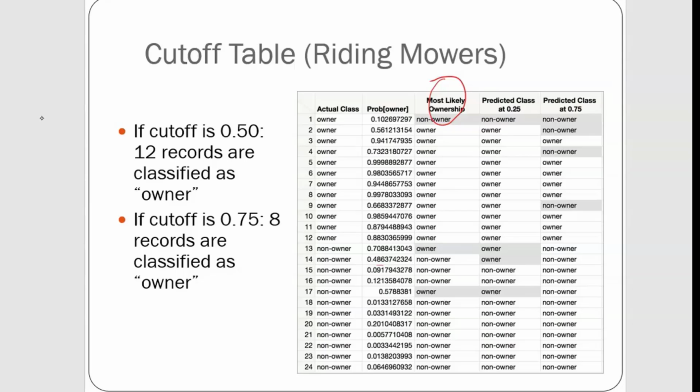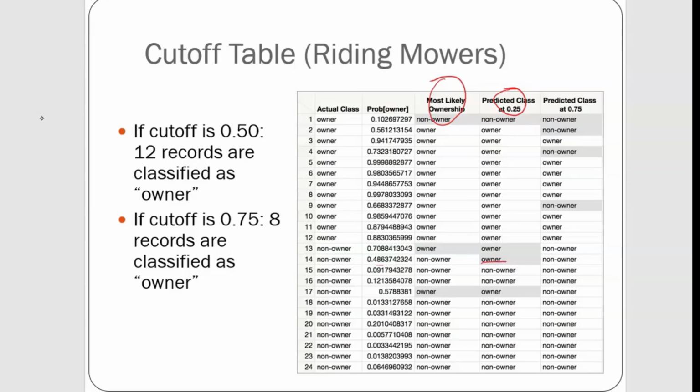However, if we change our cutoff, then our decisions may change. Suppose we lower our cutoff to 0.25. In this case, anyone with a probability score above 0.25 gets classified as class 1. If we look at the same record, record 14, because 0.48 is above 0.25, we would now classify this person as an owner.